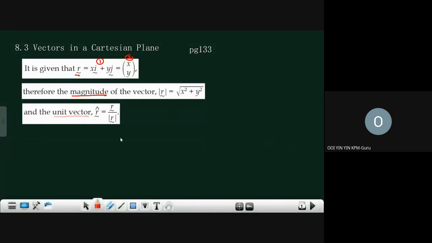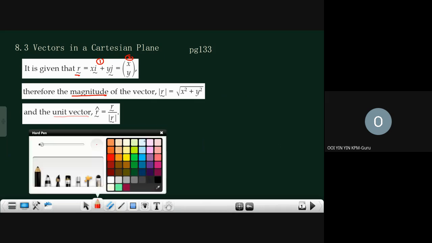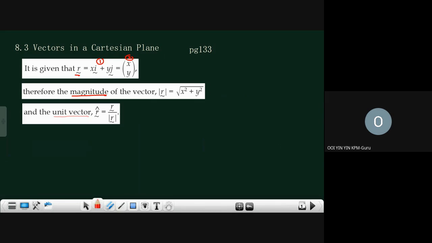And then there's another symbol to represent it. Okay, can you see here? There's one different thing. There's a symbol up here. Can you see? There's a symbol like an upside-down V, right? If you see this symbol, this means that it is a unit vector.